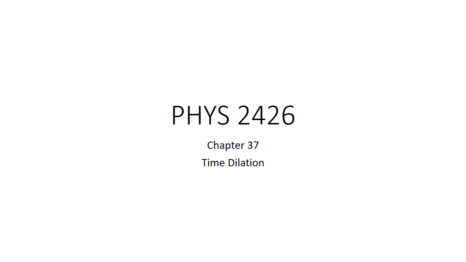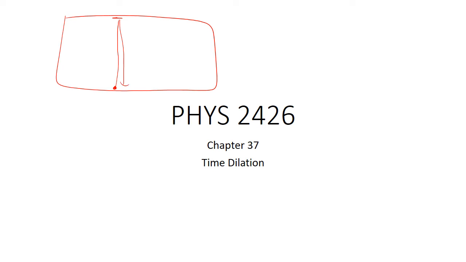So, to start off our discussion of relative motion, or relativity, we're going to start with the idea that light is moving at constant speed. Let's imagine we start with a box with a laser emitter and a mirror at the top of the box, and light goes to the top of the box and comes back down.